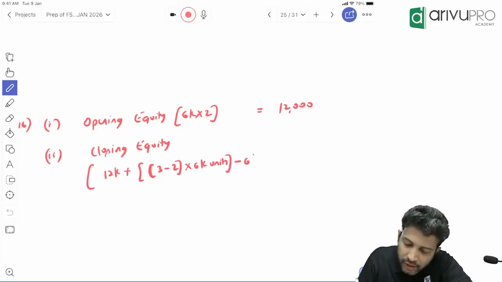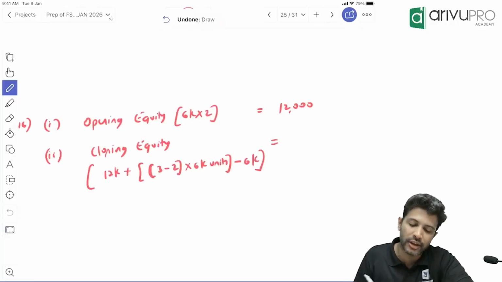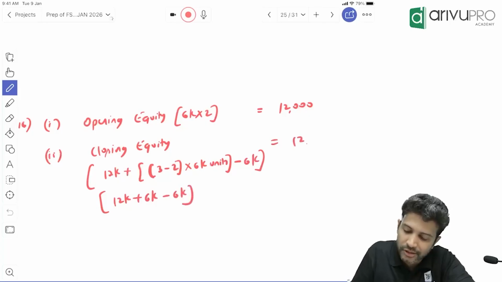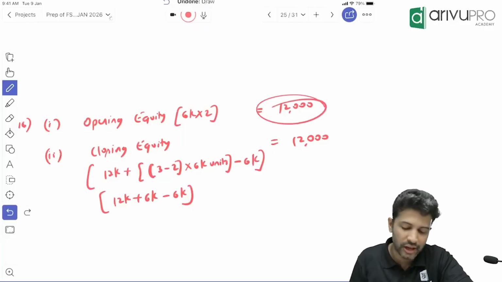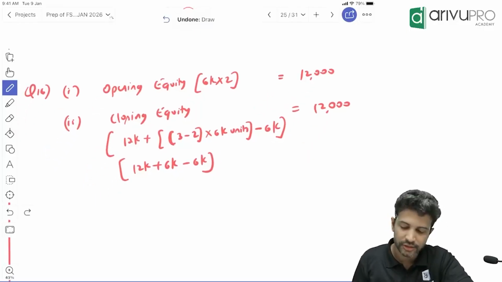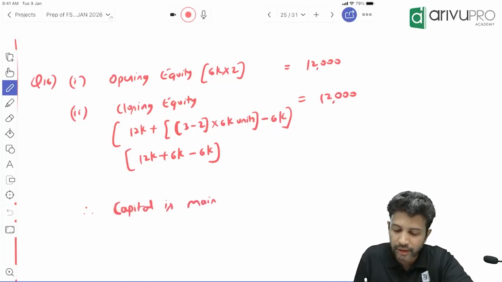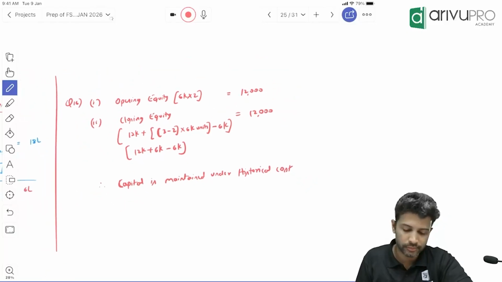Did you withdraw any money? The entire 6,000 they told has been withdrawn as drawing. That means what is your closing equity? This is 12,000 plus 6,000 minus 6,000. How much is it? 12,000. How does historical cost method work? Opening equity and closing equity will be same. Is it same? Yes. Therefore, what is the conclusion? Therefore, capital has been maintained under historical cost.